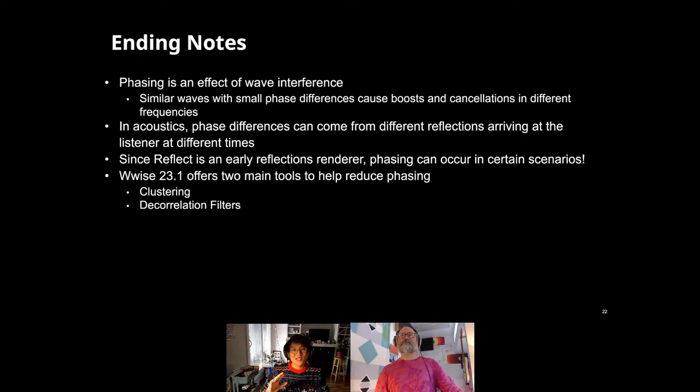So just to wrap things up here, we talked about phasing. We talked about the tools that Wwise 23.1 offers to help mitigate phasing. Phasing is really an effect of wave interference. Like I mentioned before, it's a wonderful mess of interference happening with different frequencies, and our ears pick that up as a certain characteristic sound. And reflections can be a big contributor to that phasing effect.